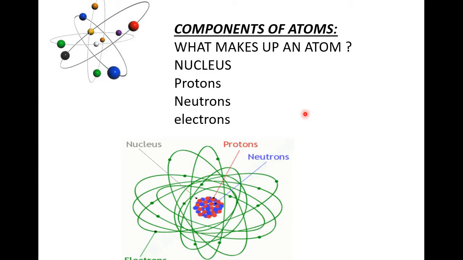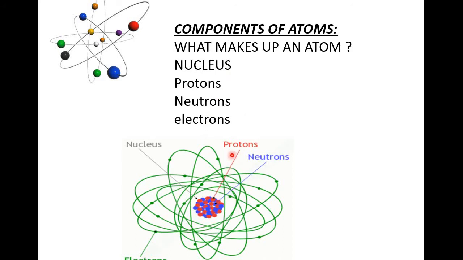What are the components of atoms? What makes up an atom? So first is the nucleus, then protons, neutrons, and electrons. These four things make an atom.